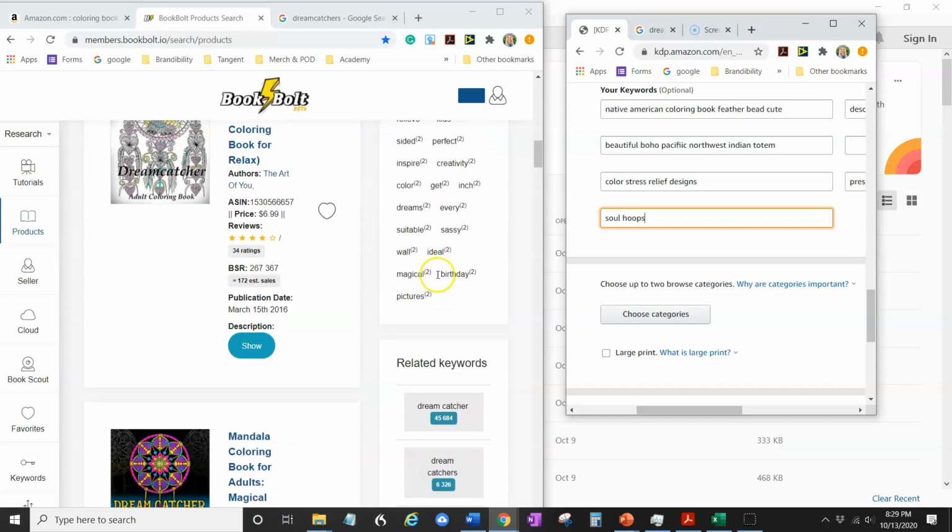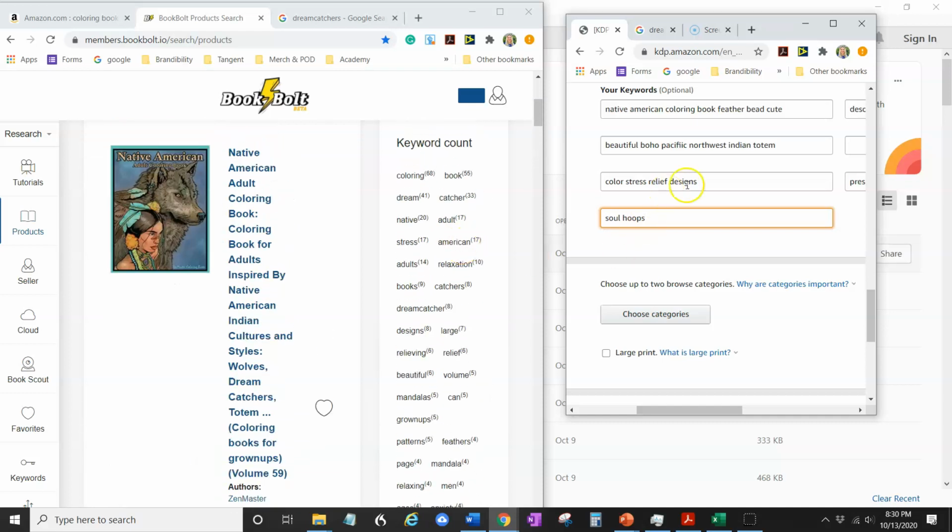So like down here, I wouldn't, maybe birthday, but I wouldn't put probably pictures, and I don't think magical or wall or sassy is very useful. Every is definitely not useful. Inch, get. Some of those words just obviously wouldn't make sense in here. No one would be searching on the internet for those particular words, but maybe more uncommon words like the soul hoops. People might actually be searching for that.